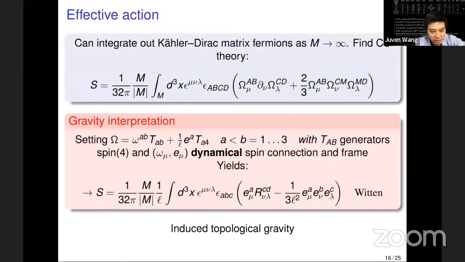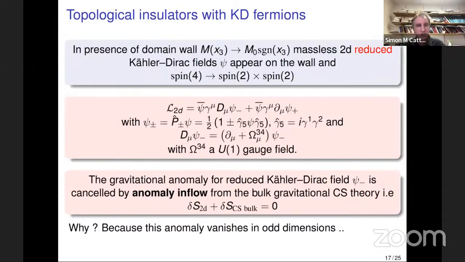Yeah. Okay. But actually, more interesting perhaps to this audience is the connection to topological insulators and things like that. So I can play the usual game where I put a domain wall into this three-dimensional system. And what you'll find, perhaps not surprisingly, is I get massless edge modes or massless fields localized to the wall, which turn out to be reduced Kaehler-Dirac fields. And they transform under the unbroken symmetry. Spin 4 breaks down to spin 2 cross spin 2. Basically local Lorentz transformations on the wall and an additional U1 symmetry, which is related to gamma, basically.